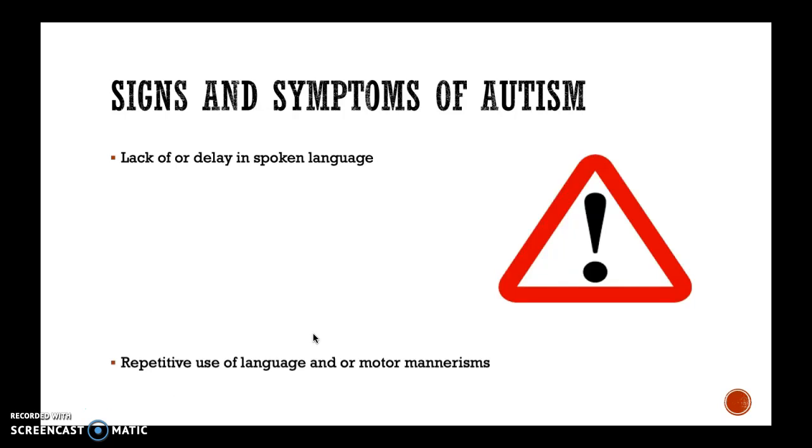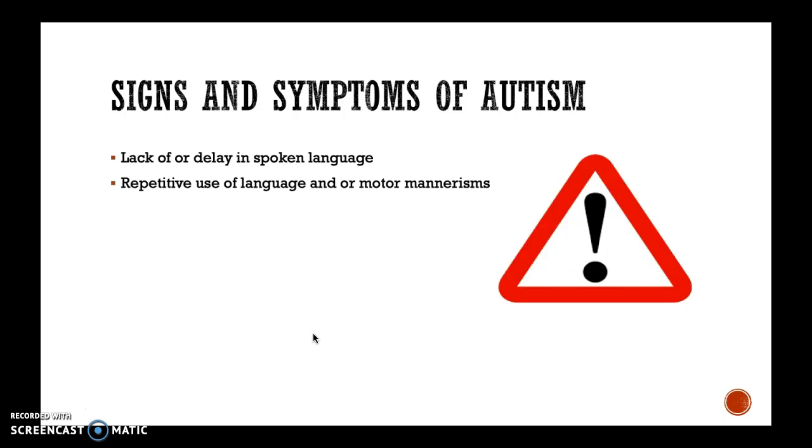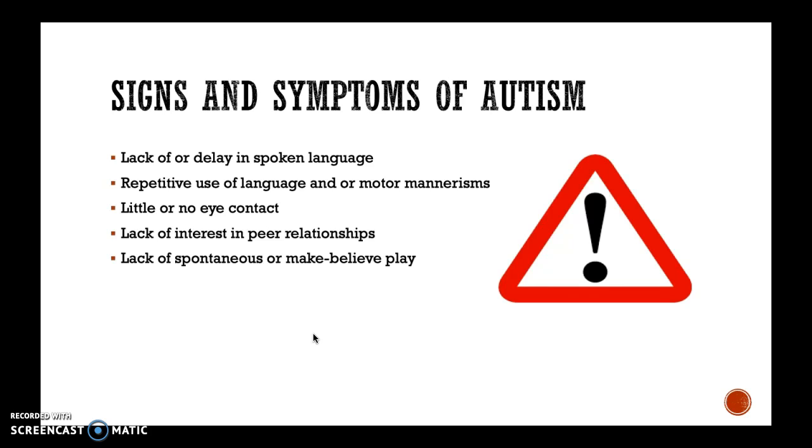Here are some signs and symptoms of what to look for in a child who might have autism. Lack or delay in spoken language, repetitive use of language and or motor mannerisms, using their hands while talking, spinning their arms and wrists around, using their fingers, moving them really fast. Also, little or no eye contact. They usually do not like looking you in the eye and tend to look above or away from you. Lack of interest in peer relationships, lack of spontaneous or make-believe play, and lastly, persistent fixation on parts of objects, such as wheels of cars, bells on toys, things like that.